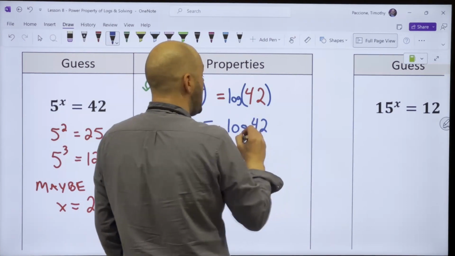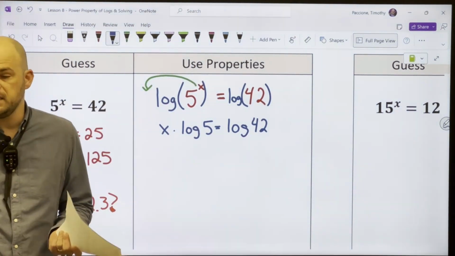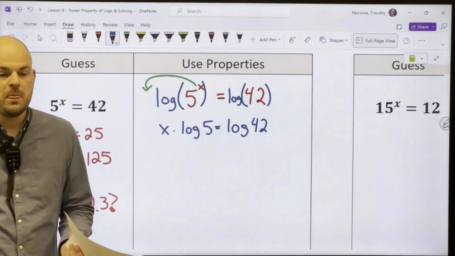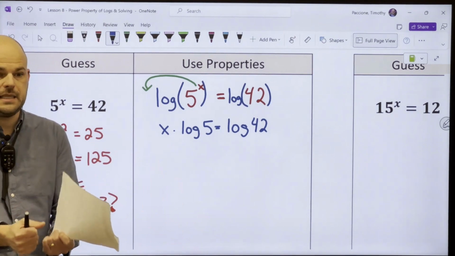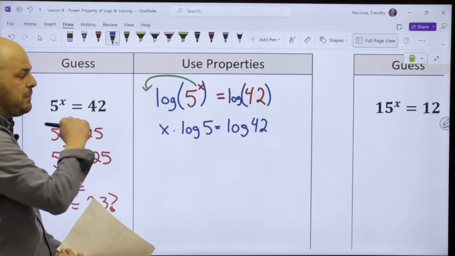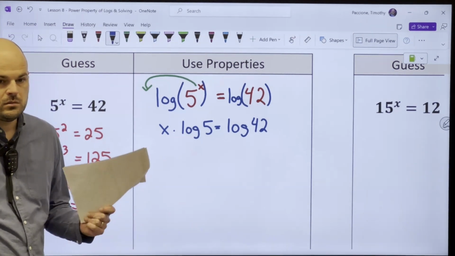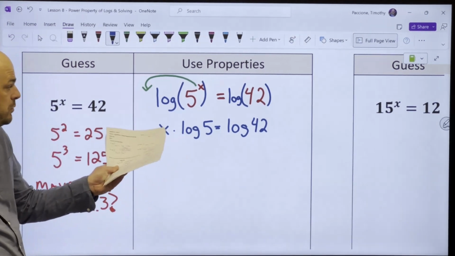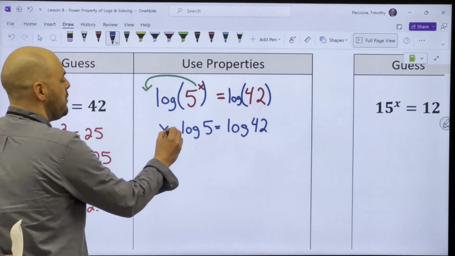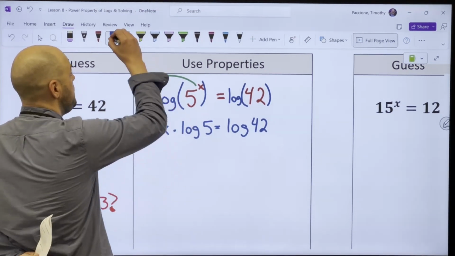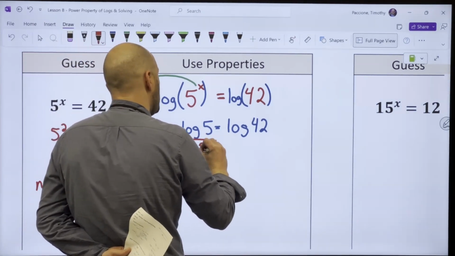This just solved our biggest problem, which was that x was stuck in an exponent, and we had no idea how to undo an exponent, right? Well, now x is out, it's free. It's ready to be gotten by itself. So what do I need to do to get it by itself now? What's happening to it? Solve for x. Divide both sides by what's being multiplied by x. What's being multiplied by x? Log of 5. So I divide by log of 5 on both sides.